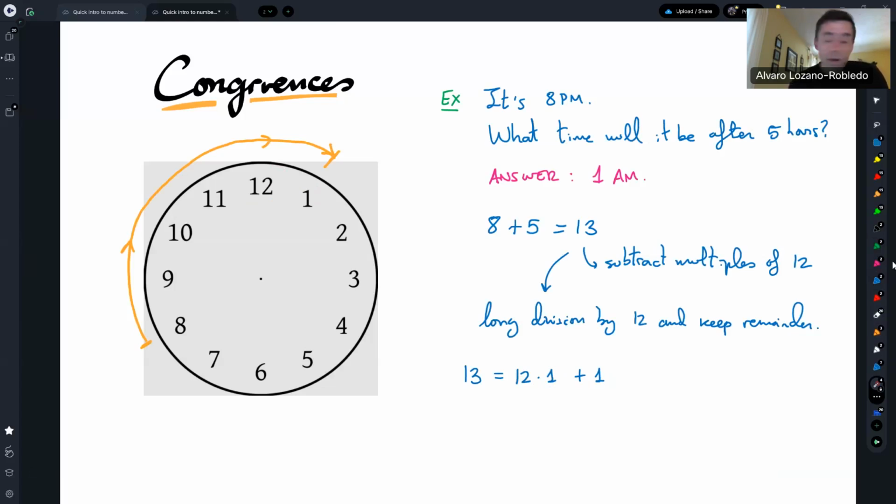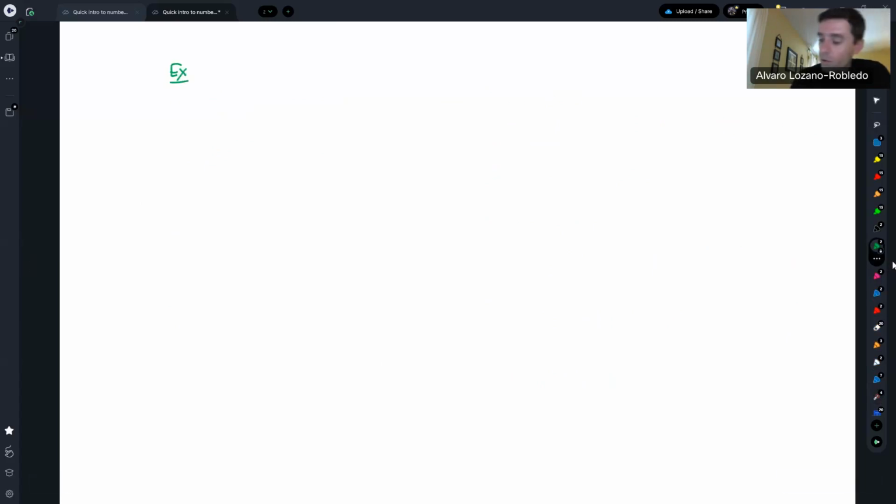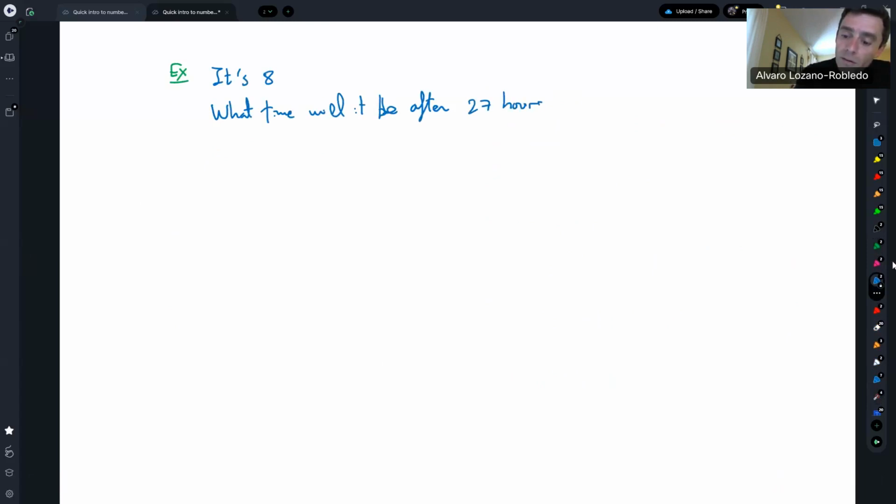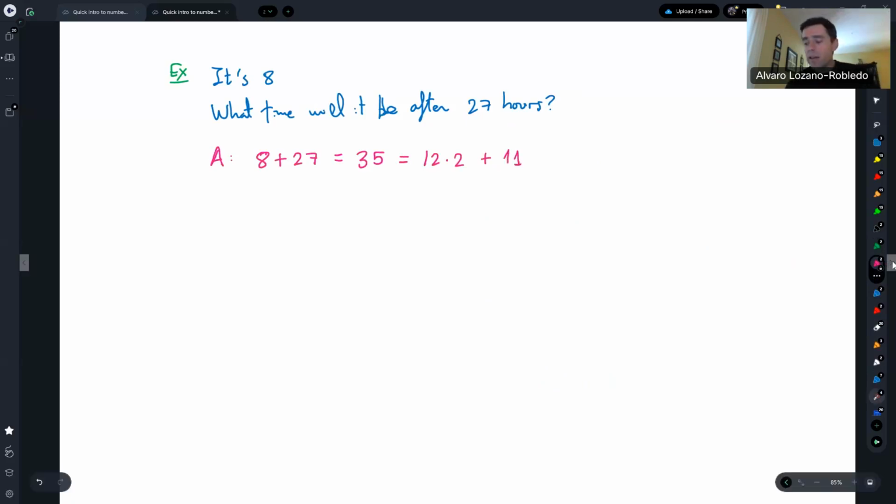Let's do some other examples. What if it's 8 o'clock, what time will it be after 27 hours? The answer is that I can take, first of all, 8 plus 27, that is 35, and then do long division. This will be 12 times 2 plus 11, and then forget about the multiples of 12, and this tells me that it will be 11 o'clock when that many hours have gone by.